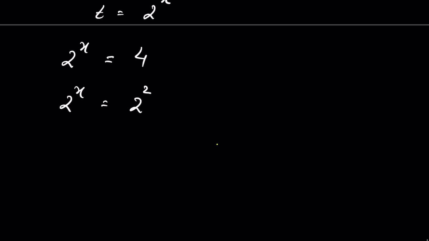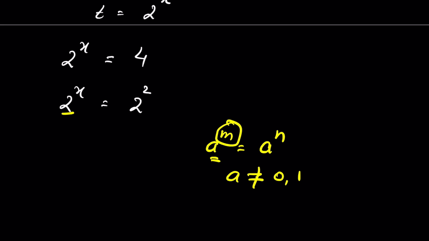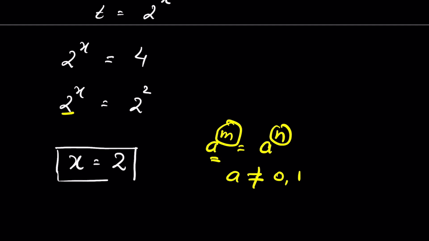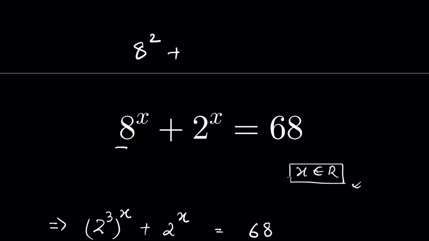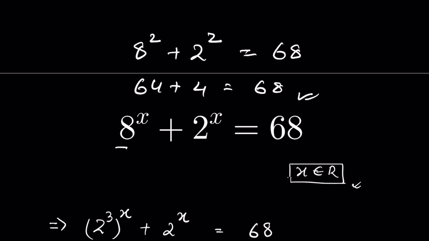Now we know when a to the power m is equal to a to the power n and a is not equal to 0 or 1, here a is 2, in that case m is equal to n. So that gives us x is equal to 2. Only real solution for x is 2. You can check this solution. 8 to the power 2 plus 2 to the power 2, it should be equal to 68. 8 square is 64, 2 square is 4, LHS is equal to RHS.